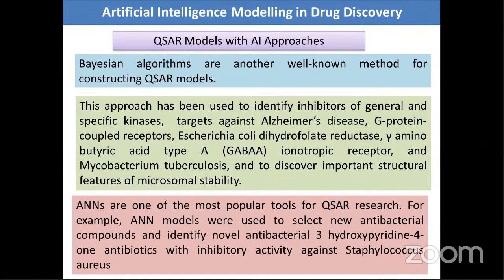There is one more important model which is being used in QSAR, that is the Bayesian algorithm model. This model is again widely used in a number of targets such as kinase target, Alzheimer's disease, G protein coupled receptor, Escherichia coli dihydrofolate reductase, amino acid, butyric acid. These are the number of proteins which have been screened with the use of this particular algorithm. Apart from this algorithm, the ANN algorithm is also a very good component for evaluation of QSAR. So nearly all the possible algorithm methods are being used for the QSAR approaches.